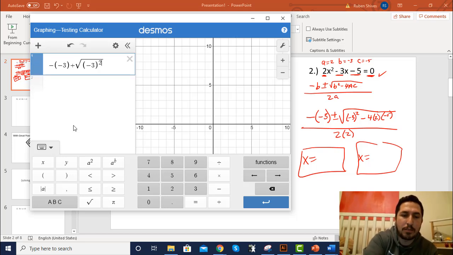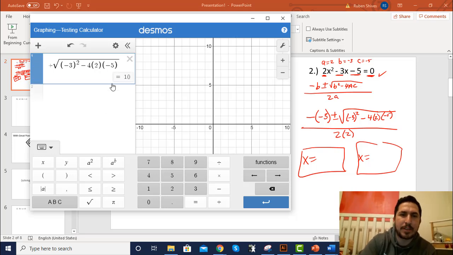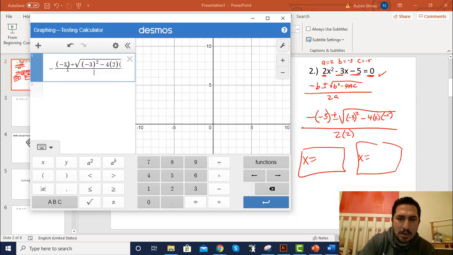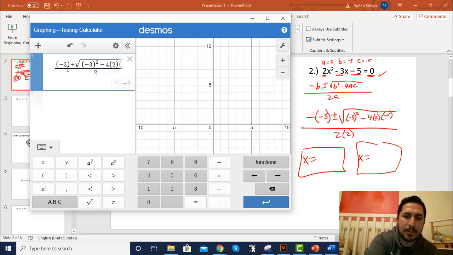Close the parentheses. Don't forget to square it. Subtract 4 times, parentheses 2. Close the parentheses, open the parentheses, -5. Don't forget to highlight the whole equation. We need the whole equation. And we're going to divide it by 2 times parentheses 2.